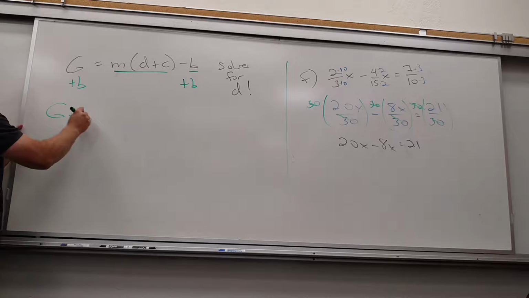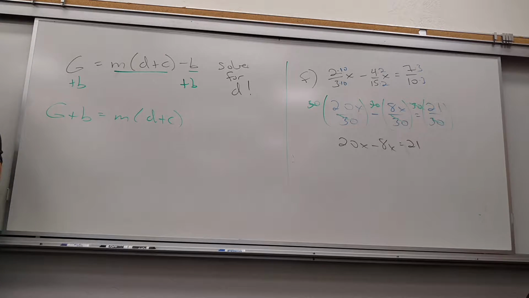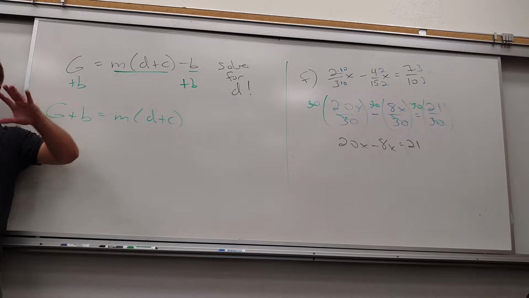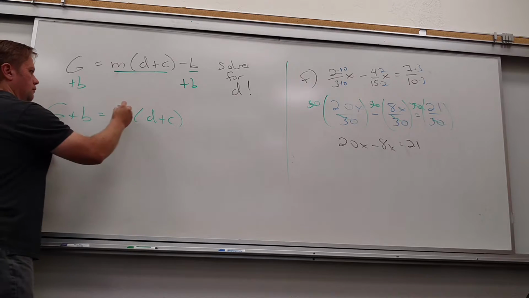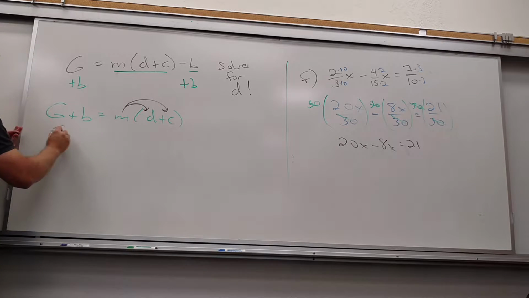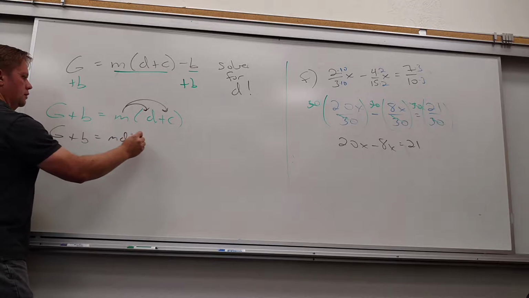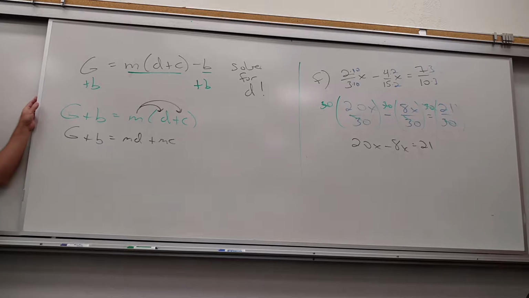You've got G plus B equals M times D plus C. Now here we've got 2 different things I could do. My variable is stuck inside here. So there are 2 different things you can do right now to take care of that. One is the classic thing you do for equations, which is awesome. Distribute. So what do you get? G plus B equals MD plus MC.